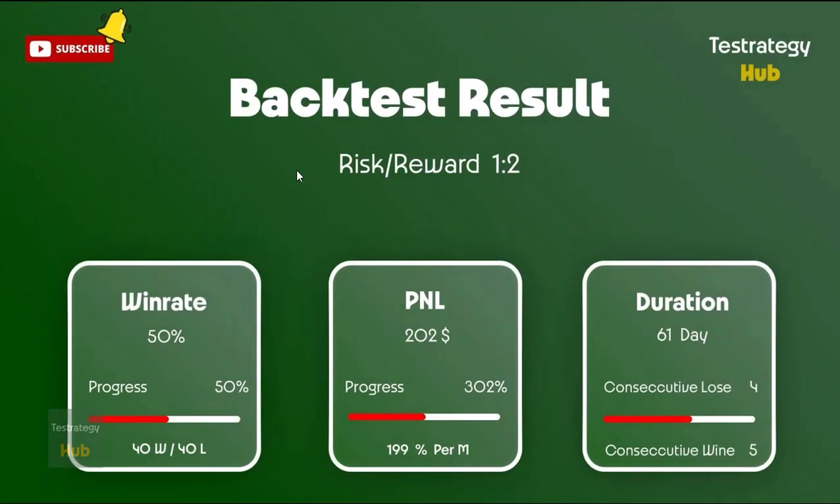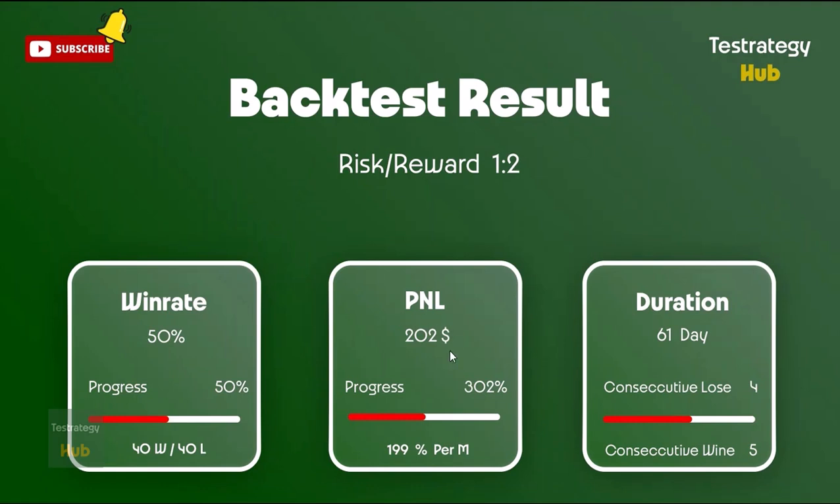And this is one of the results we got from this strategy. The win rate of this strategy is 50%, which means that out of 80 positions that we took, 40 of the positions touched their profit limit and 40 of the positions also touched their loss limit.